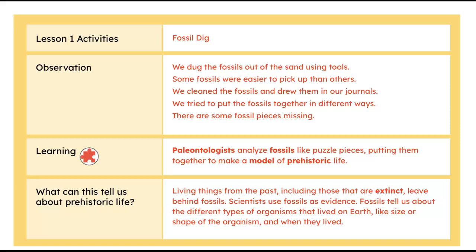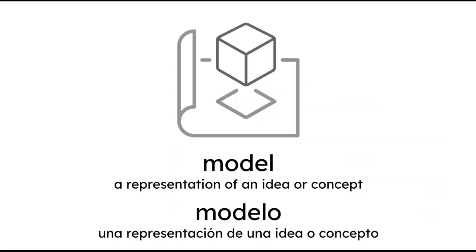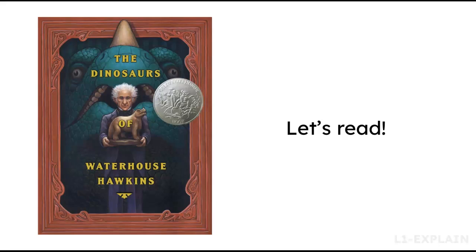By the end of the discussion, students should understand that living things from the past, including those that are extinct, leave behind fossils. Scientists use fossils as evidence. Fossils tell us about the different types of organisms that lived on Earth, like size or shape of the organism and when they lived. During the discussion, you'll post the model vocabulary card. You'll also read The Dinosaurs of Waterhouse-Hawkins.